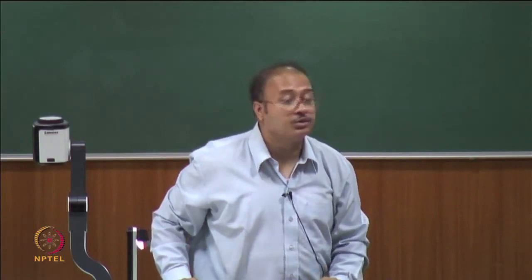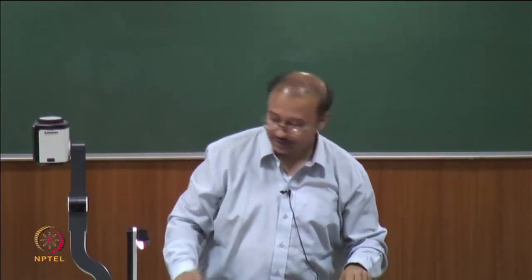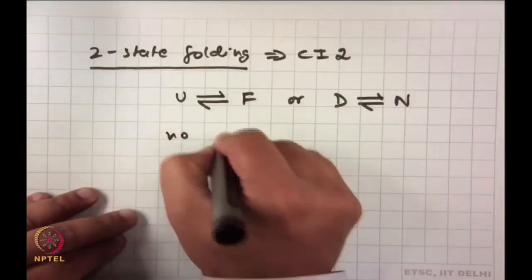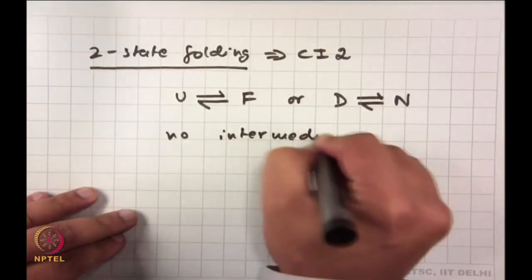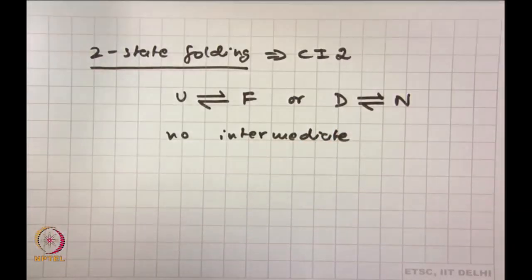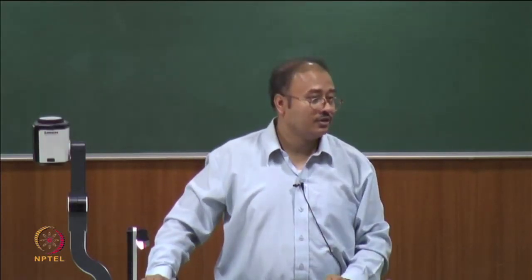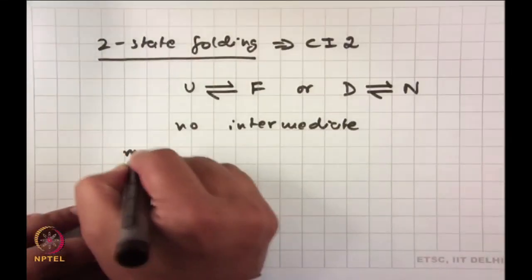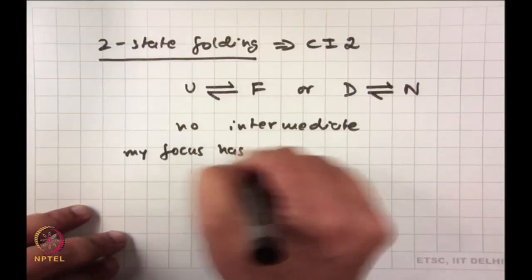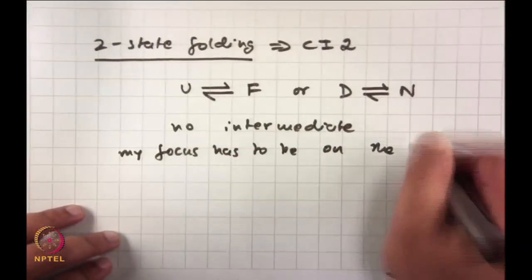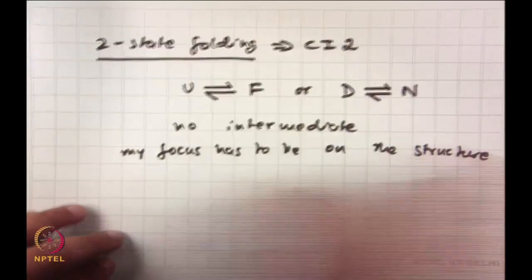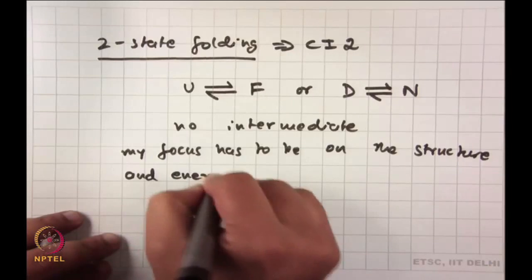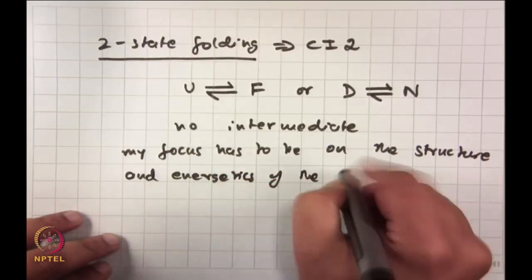But what is the problem with the two state protein? The problem with the two state protein is there is no intermediate, isn't it? So, what is the only state I have between my unfolded state and the folded state? Transition state, and you know transition state is not easy to deal with, right. So, my focus has to be on the structure and energetics of the transition state.